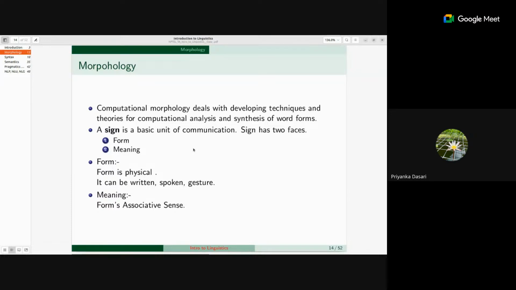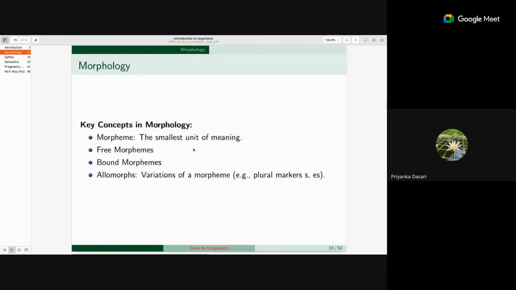Basically, a sign is a basic unit of communication. A sign has two faces: form and meaning. Form is physical. It can be written, spoken, and it can also be a gesture. This is form. And what is meaning? It is the sense associated with the form. I think this makes sense.